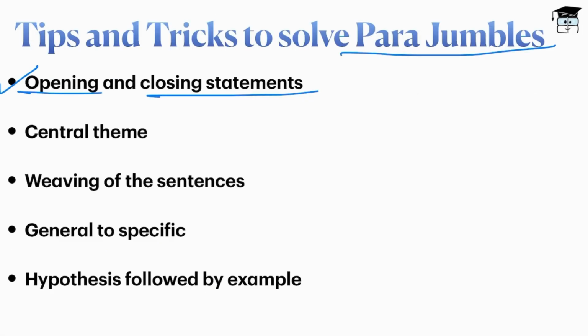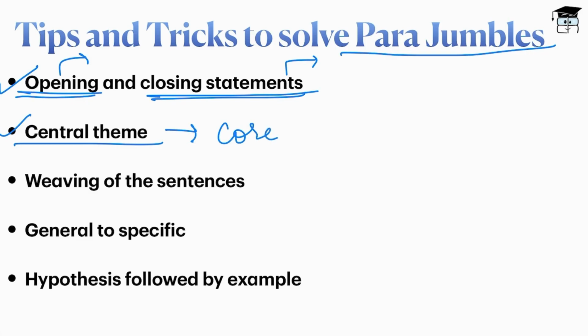So your first step should be to find the opening and closing statements. Okay, that means you have to find a statement which can introduce a topic and which can conclude a topic, right? Second approach would be to find the central theme of the paragraph. That means that you have to find the core of the paragraph. The major objective that the paragraph carries is important to be known by you to find out the correct order in which all the sentences are woven.